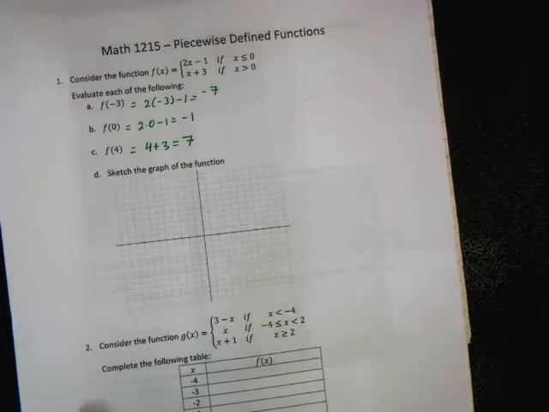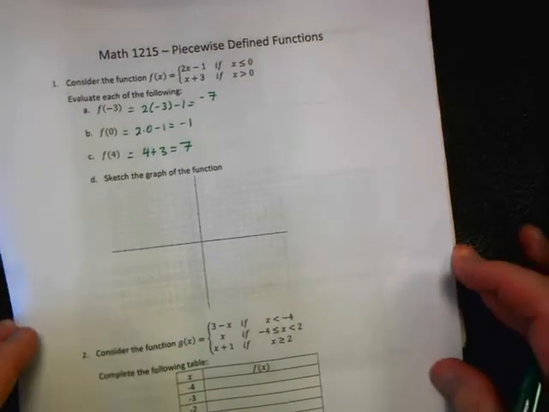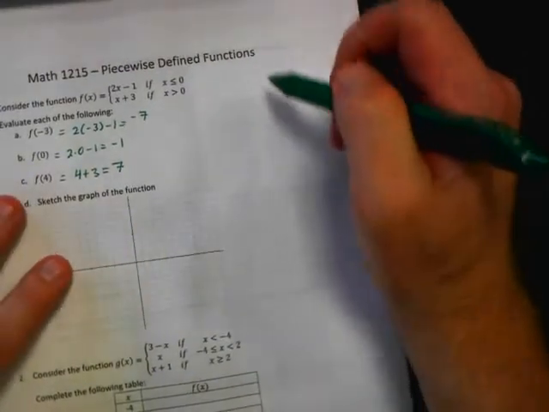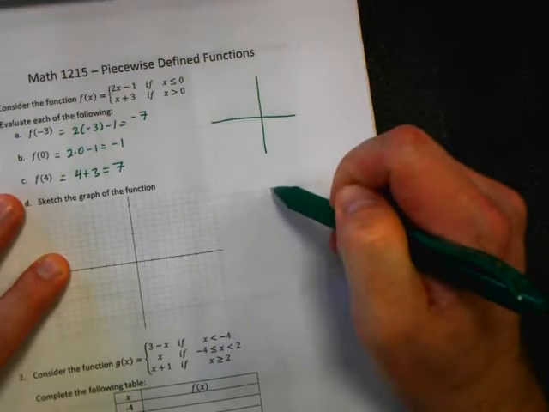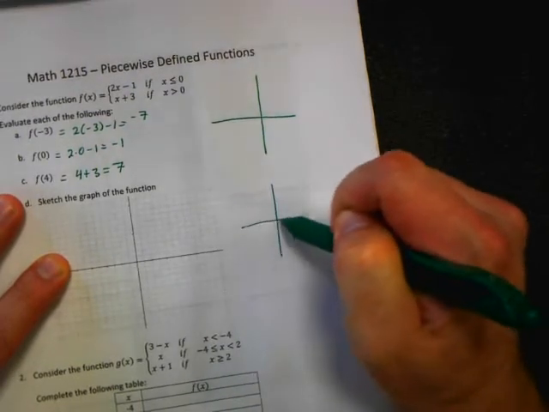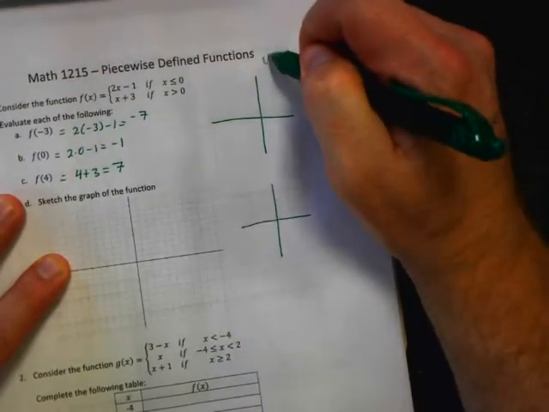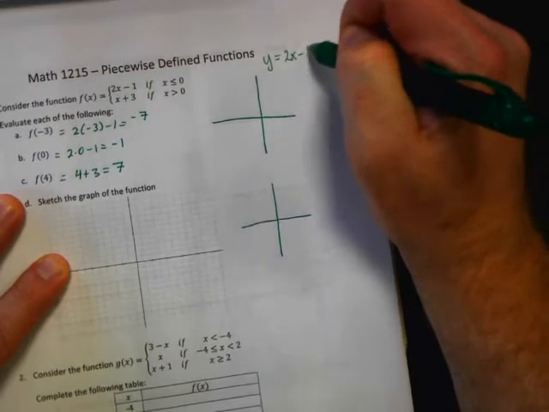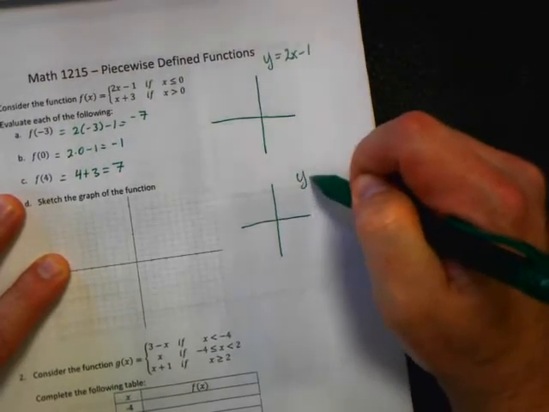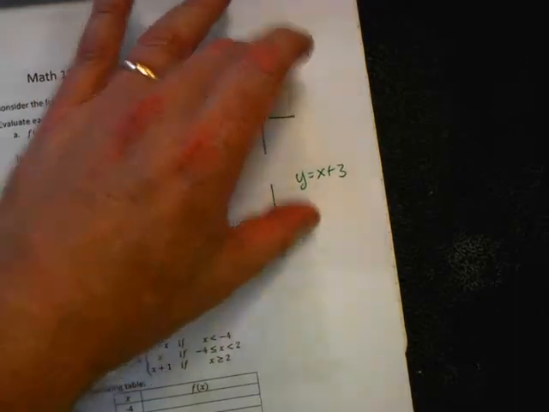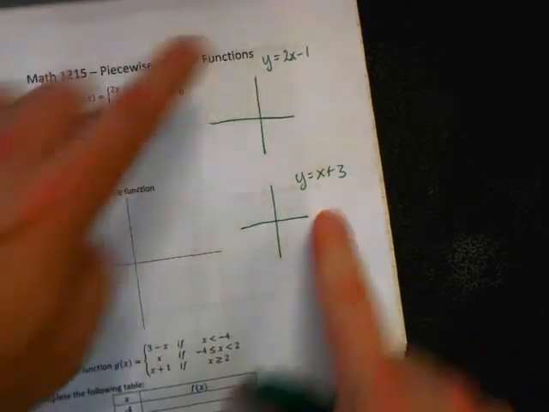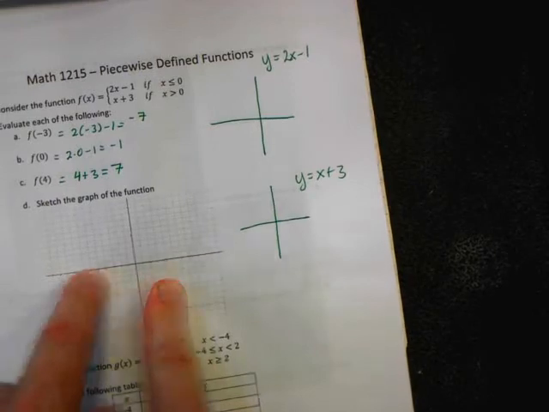Okay, now it asks me to graph this function. What I like to do when I'm told to graph a piecewise function, I like to come off to the side here, and I'm going to draw a very rough sketch of each of the 2 functions. So I'm going to graph y equals 2x minus 1, and y equals x plus 3. And then when I'm done, I'll take the appropriate pieces and put them onto my final answer.